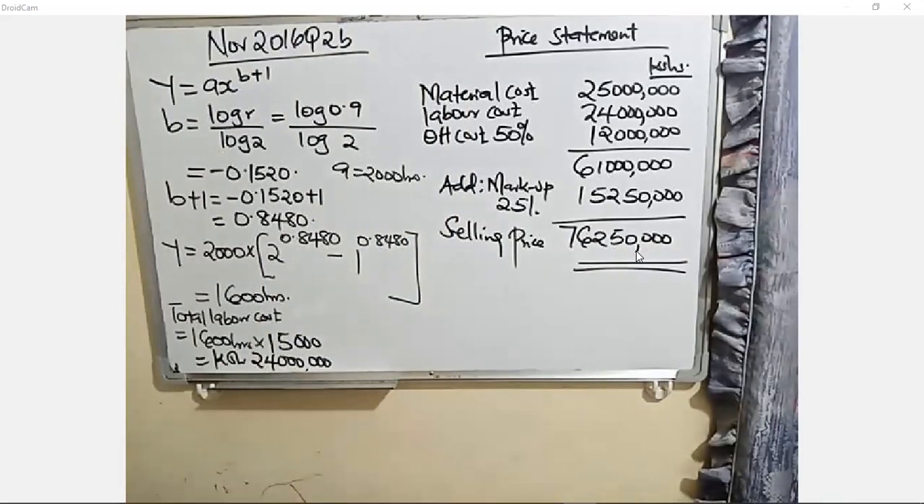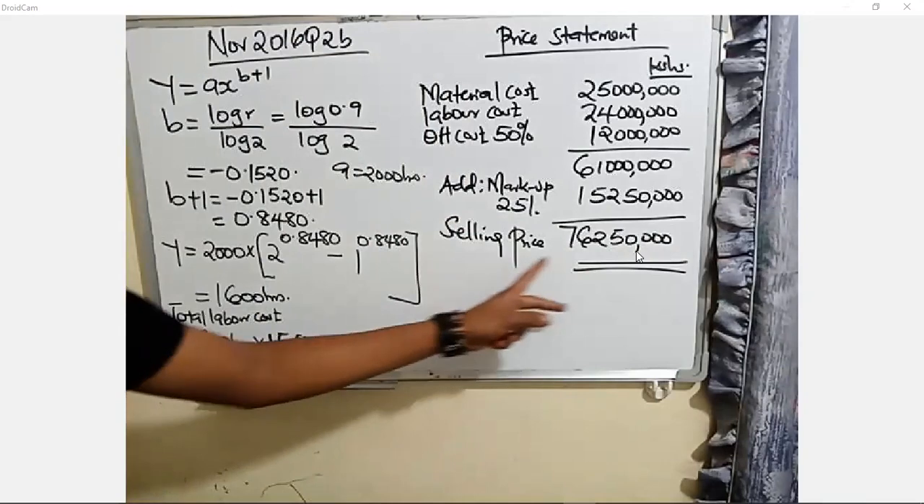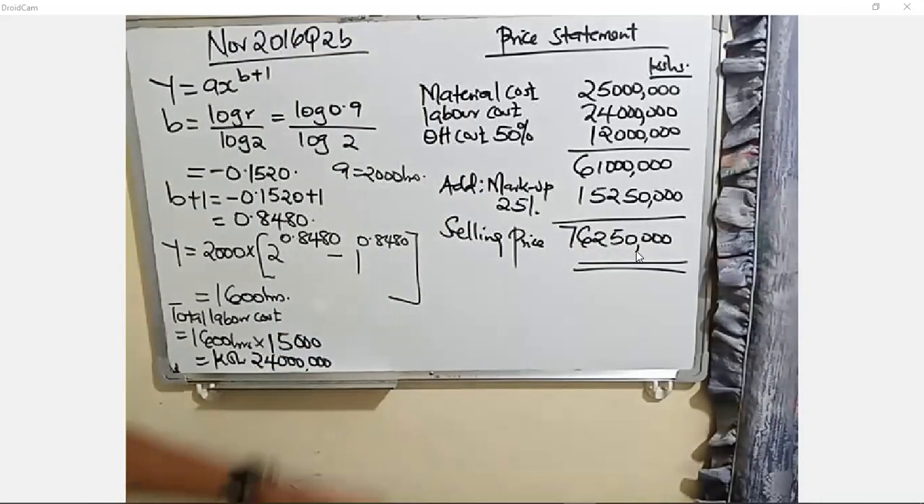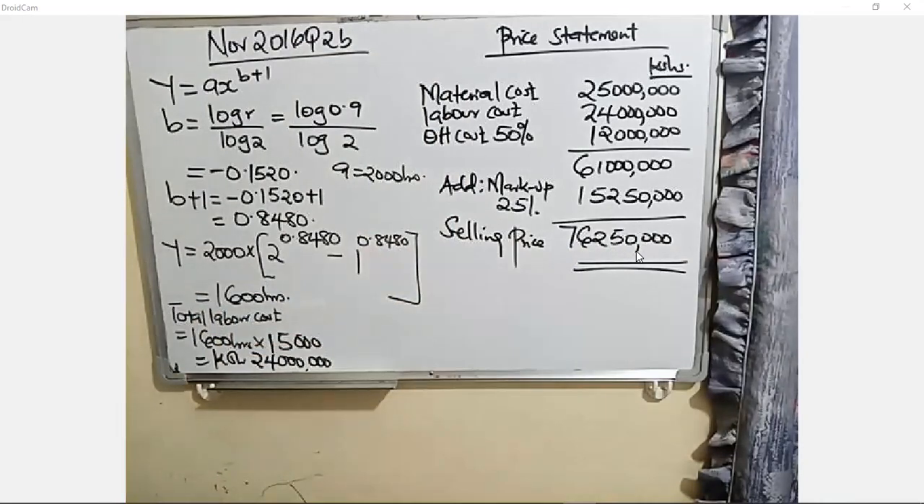When you look at it, you compare: the first machine was 87.5, the second machine was 76.25. Those are the effects of the learning curve, and therefore that is why you see the cost for the second machine has reduced.